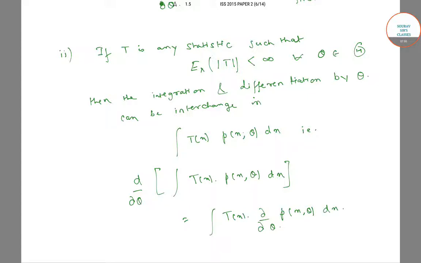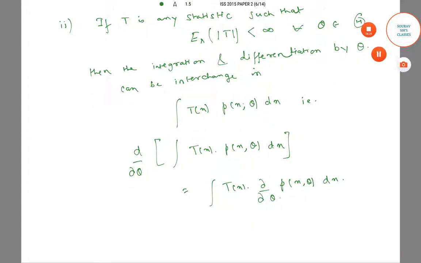So if T is any statistic such that the expectation of mod T is less than infinity for all theta belonging to the given parameter space, then the integration and differentiation by theta can be interchanged, as we can see that d/d theta of the integral of T(x) p(x, theta) dx can be written as the integral of T(x) d/d theta of p(x, theta) dx. So these are the two regularity assumptions on p(x, theta).